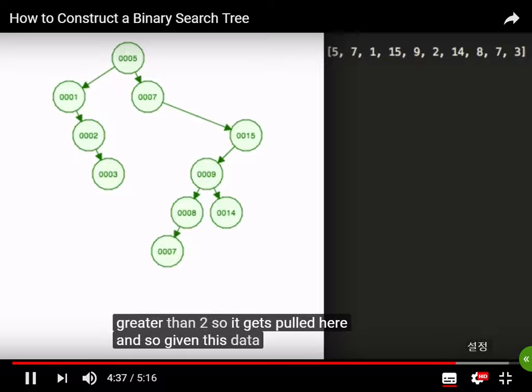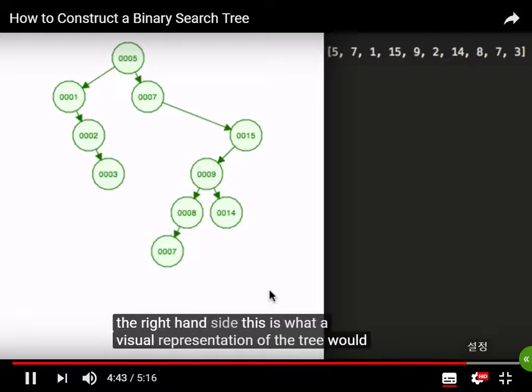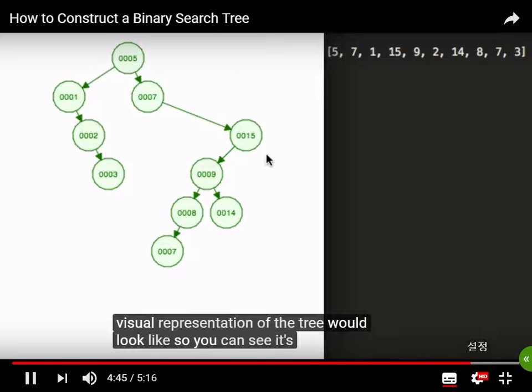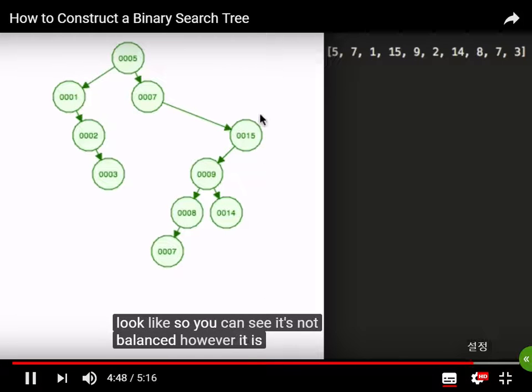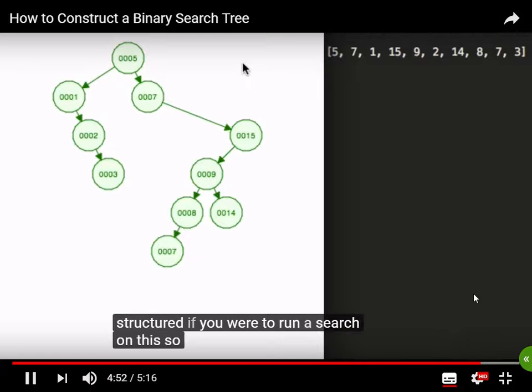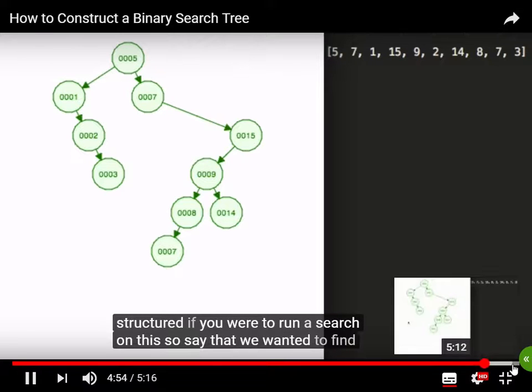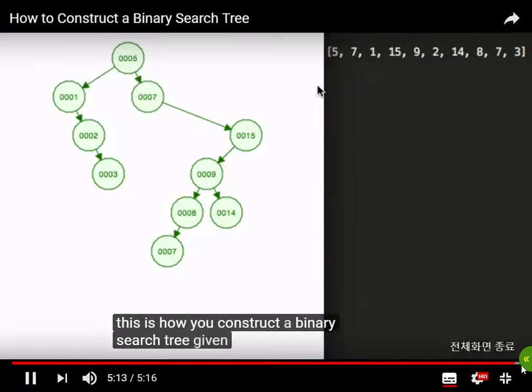And so given this data structure here on the right-hand side, this is what a visual representation of the tree would look like. So you can see it's not balanced, however, it is properly structured. If you were to run a search on this, so say that we wanted to find a binary search tree given an array.